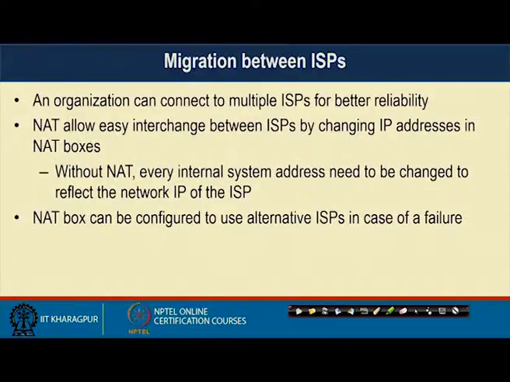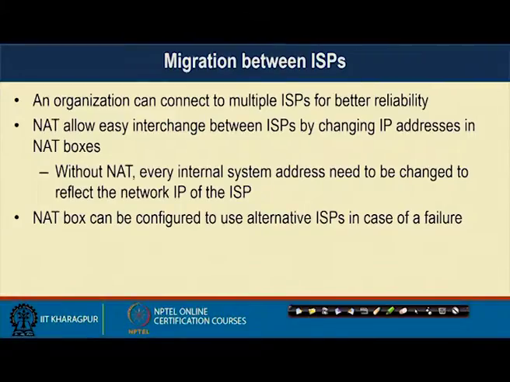Now, NAT has multiple interesting use cases apart from supporting more users with the help of limited public IPs. One interesting fact is whenever you want to migrate between different ISPs. An organization can connect to multiple ISPs for better reliability. So, for example, the IIT Kharagpur network is connected to the RNet network as well as the NKN network. They have multiple outgoing networks, we call it a multi-homed network. Now, NAT allows an easy interchange between the ISPs by changing the IP addresses in the NAT boxes.